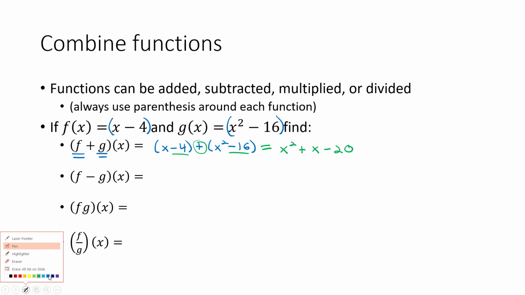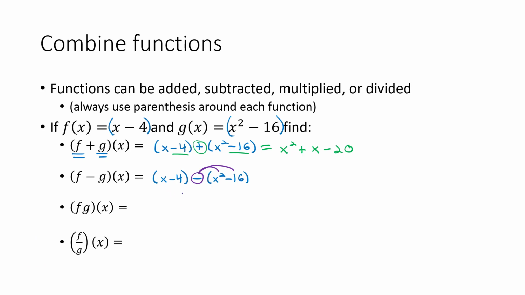Similarly, we can subtract functions. F minus g of x simply means we take the f function, which is x minus 4, and subtract the g function, which is x squared minus 16. Now we know when we're subtracting functions, we have to distribute that negative through. So that's going to actually be x minus 4 minus x squared. Negative times a negative is plus 16. And now we can combine those like terms of the -4 and the 16. Putting things in order, negative x squared plus x plus 12, -4 plus 16.